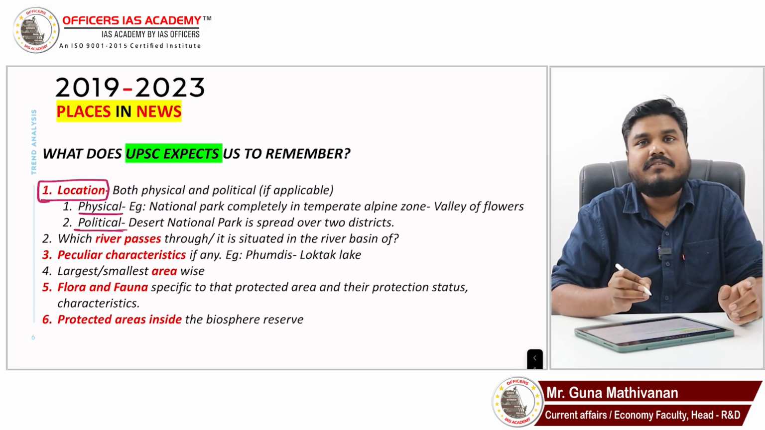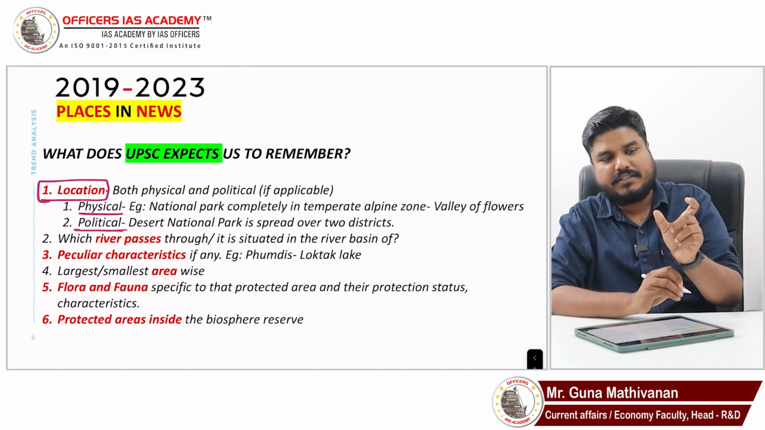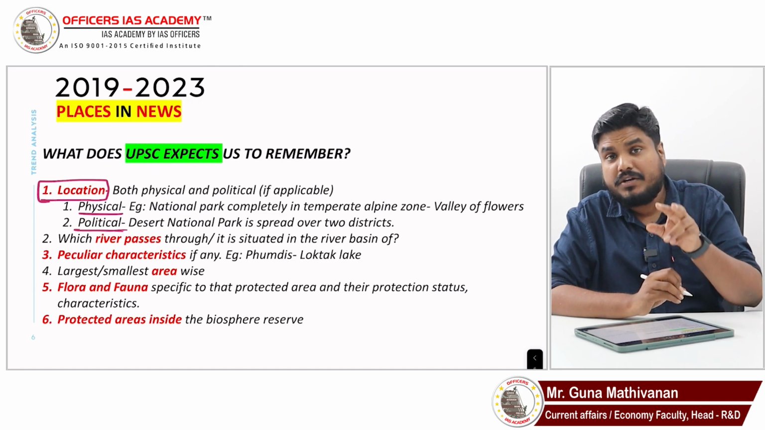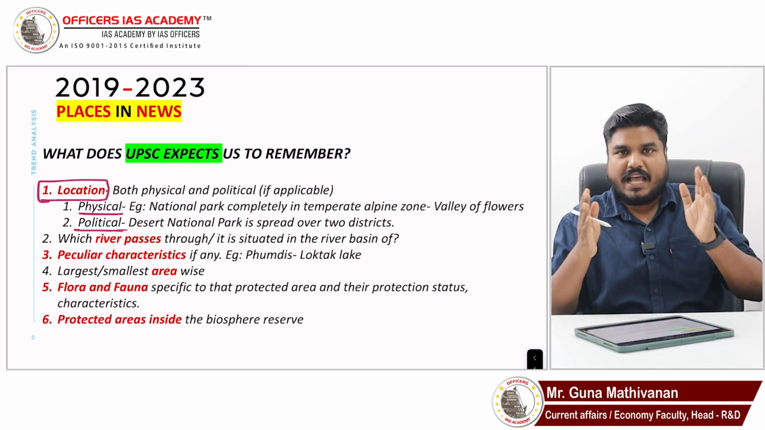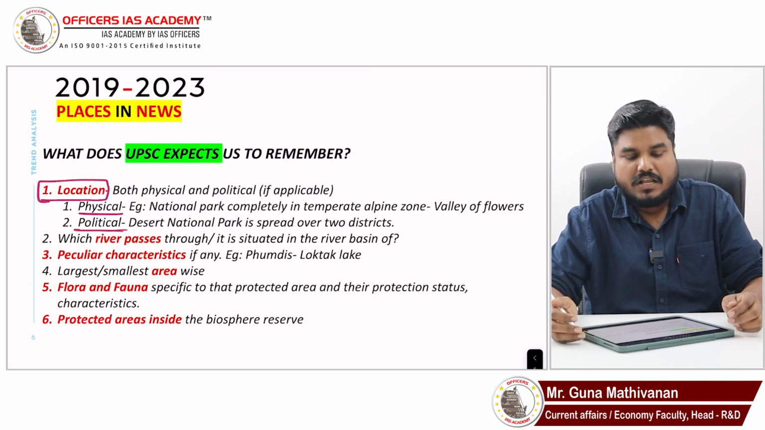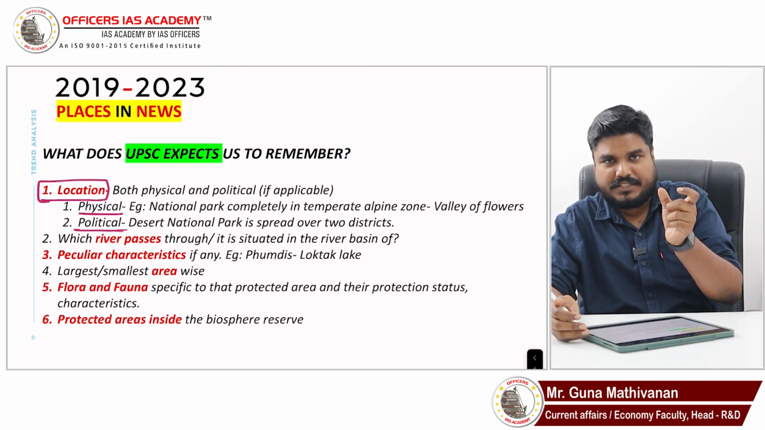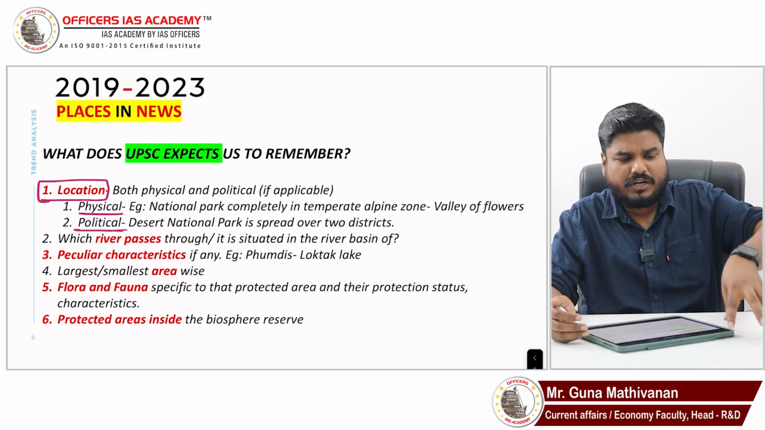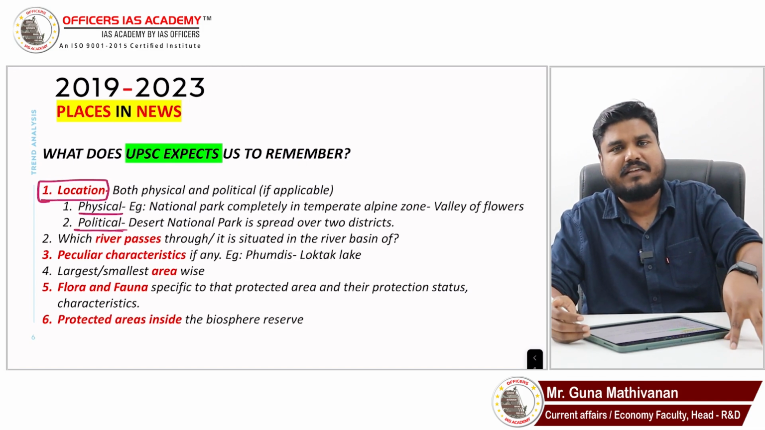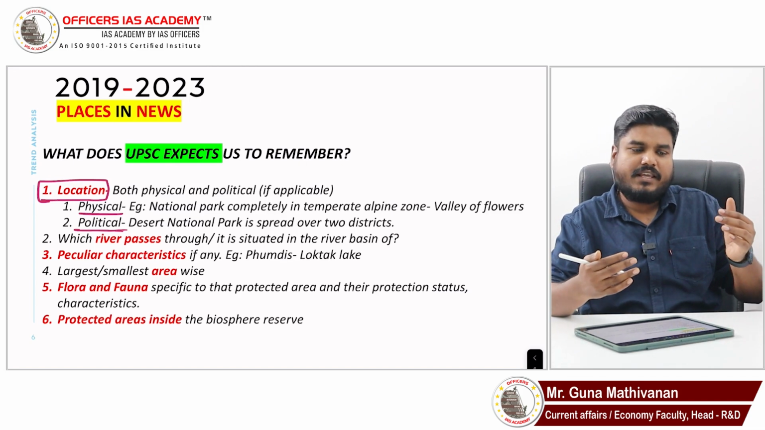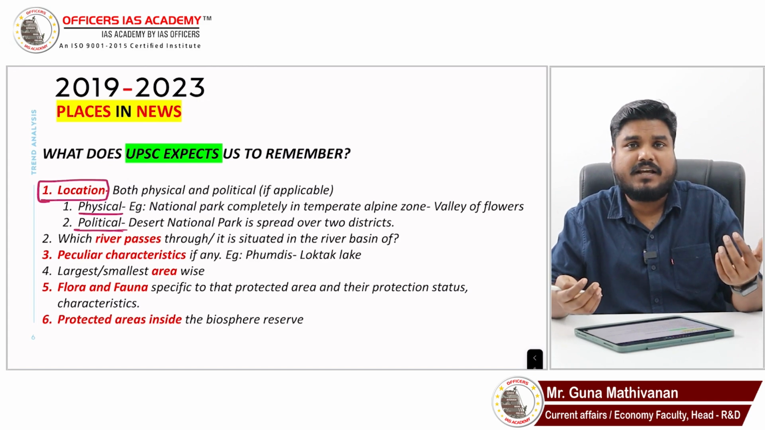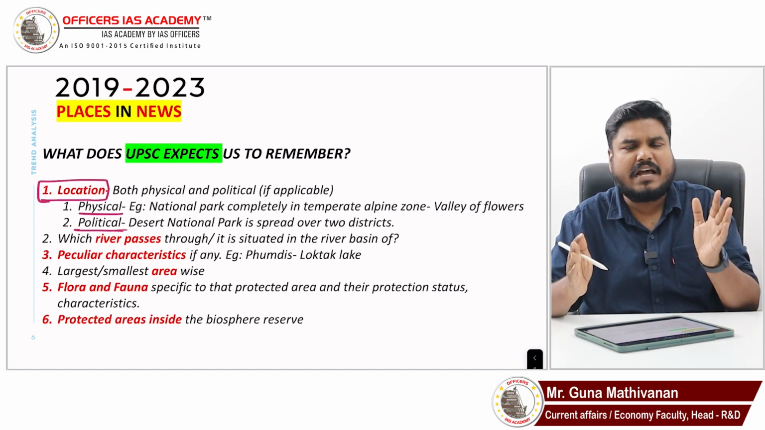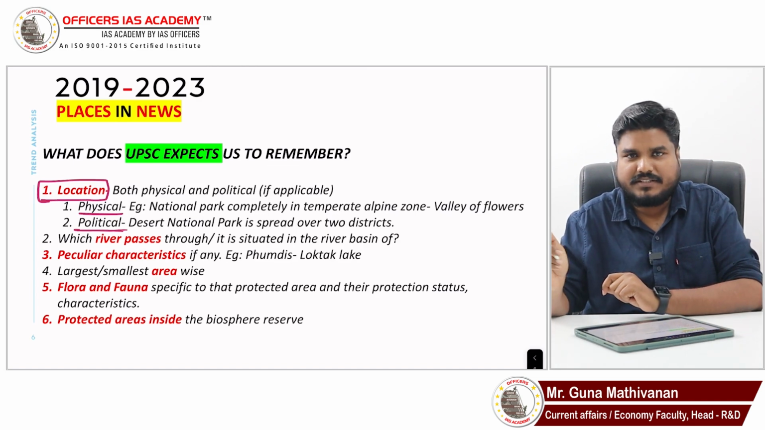Similarly, the political features. For example, if that national park is shared by two states or two districts, when sharing comes, that becomes important. So know the political location and also the physical location. Very important is the vegetation: what type of vegetation is there in that area. Just know where it is located, the terrain, the climatic conditions, the altitudinal conditions. That will be very useful to find the answer in the exam.